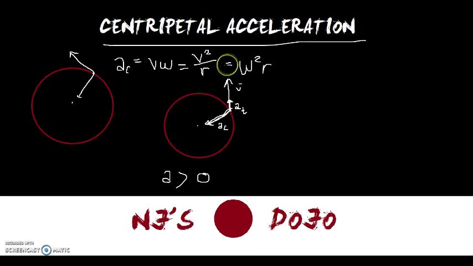It's also pointing in the same direction of the velocity. Therefore, from our previous lesson of vector addition, we know that acceleration would then be pointing here, which would cause a change in the magnitude of the speed of the object and also its direction at the same time.